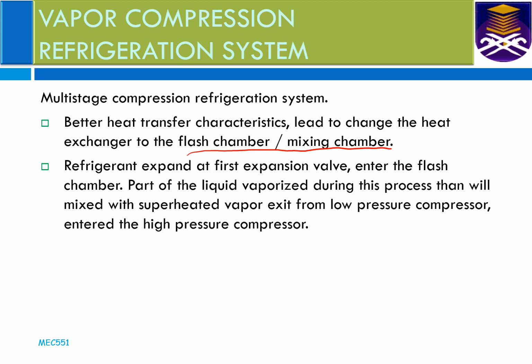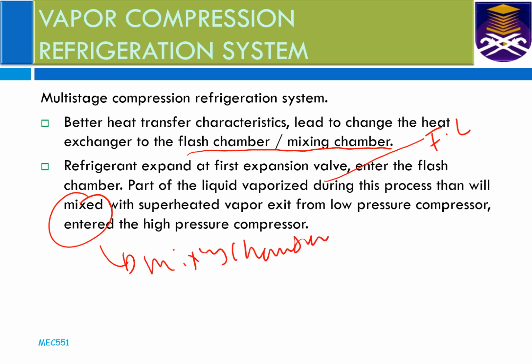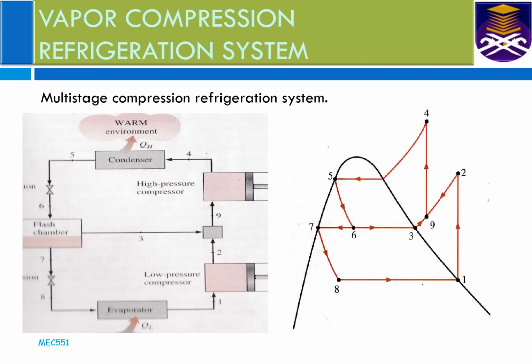Refrigerant will be expanded in the first expansion valve, and before it enters the flash chamber, part of the liquid will be vaporized during this process and then will be mixed in the superheated region. Superheated vapor exits from the low pressure compressor and before it enters the high pressure compressor. This is the expansion, and this is the vaporization. The split will be in the flash chamber, and mixing will happen in the mixing chamber. This is a schematic diagram for the multi-stage compression refrigeration system that we have.